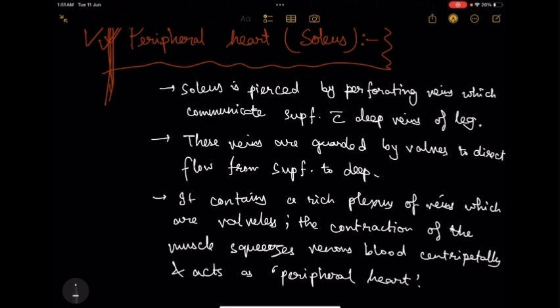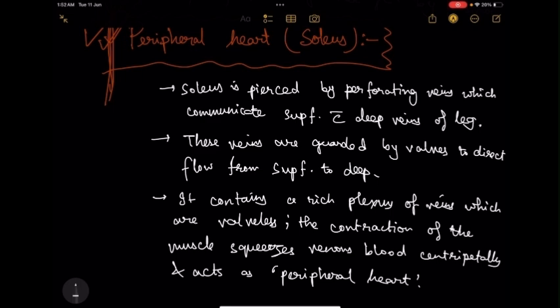So what about these veins? If the muscle is not squeezed regularly, like it happens in patients who are immobilized in the hospital, whose legs are constantly fixed in a specific position, there may be deep vein thrombosis and all these things. Why? Because the blood is getting collected in these plexuses of veins which are valveless.